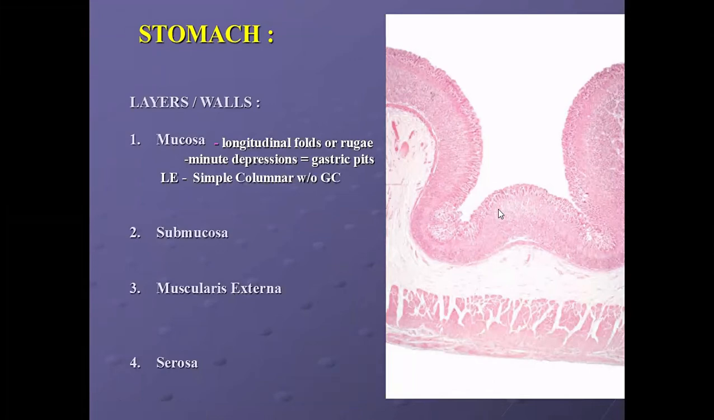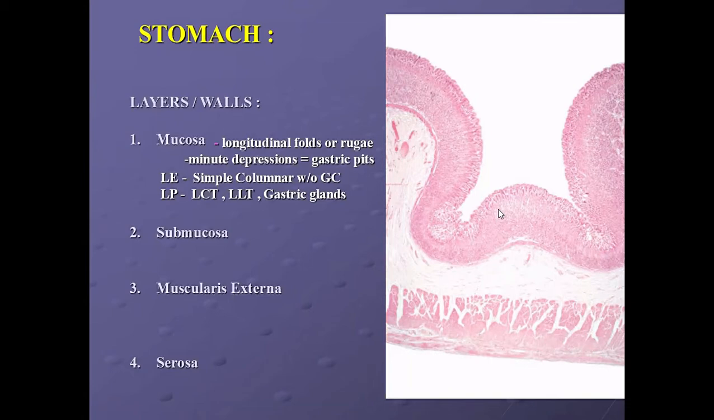So what is the lining epithelium here? Simple columnar without goblet cells. You have to put without goblet cells. If you just put simple columnar, then it's wrong. The lamina propria has loose connective tissue, loose lymphatic tissue, and gastric glands.